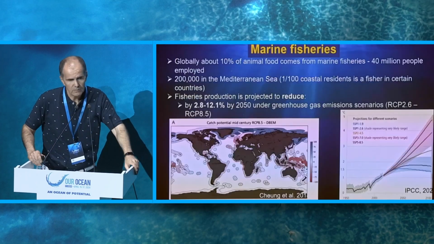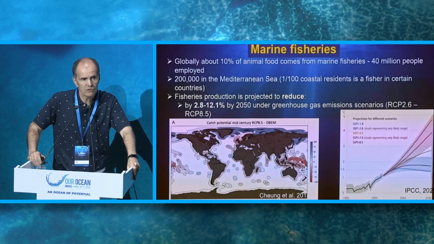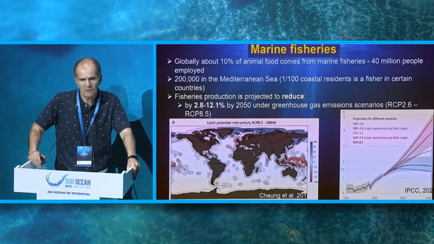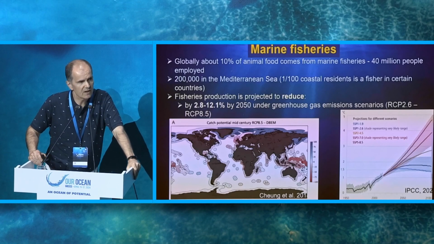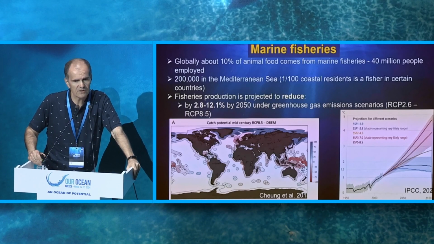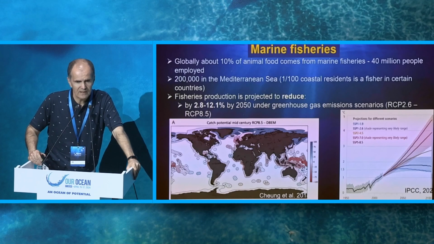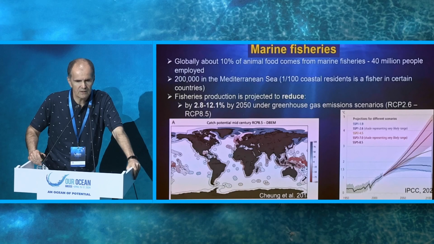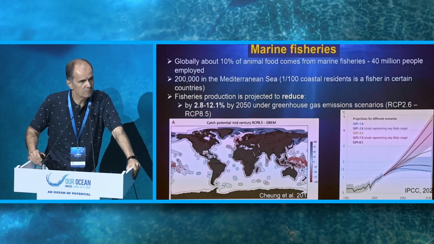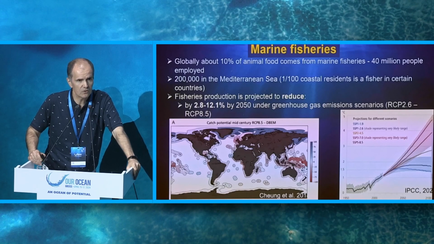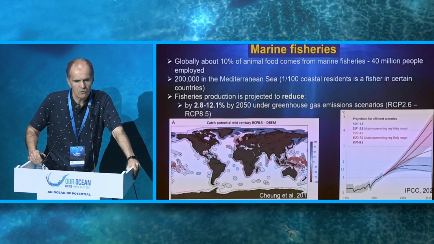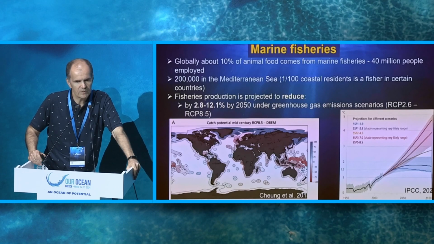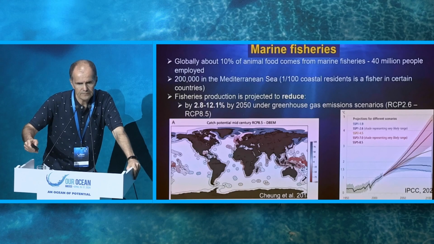Now, passing on to marine fisheries, obviously it's a very important economic activity worldwide. More than 40 million people are actually directly involved, and 4 times this number indirectly, 200,000 of them in the Mediterranean. It's projected that fishery production, based on different climate change scenarios, is to be reduced between 3 and 12% by the mid of the century.